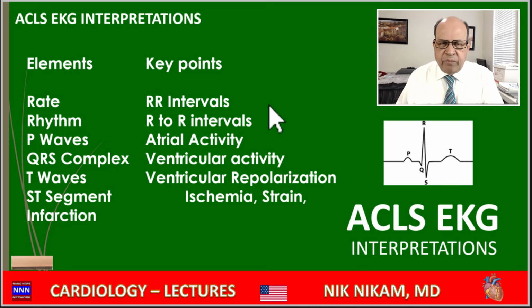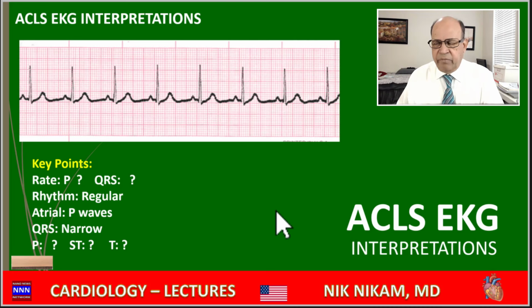What is the morphology of the QRS complex, which may help us to identify the source of an arrhythmia? Similarly, we look for STT changes, which may suggest ischemia, subendocardial ischemia, or myocardial infarction, and a few other conditions like strain or cerebrovascular accidents, etc. Let us begin with some EKG strips.